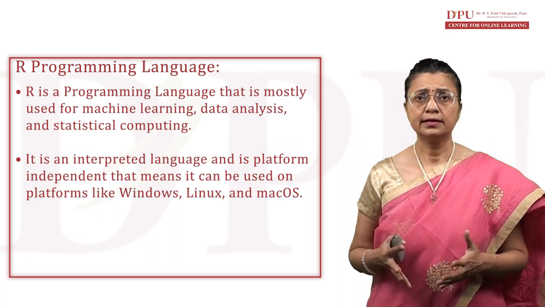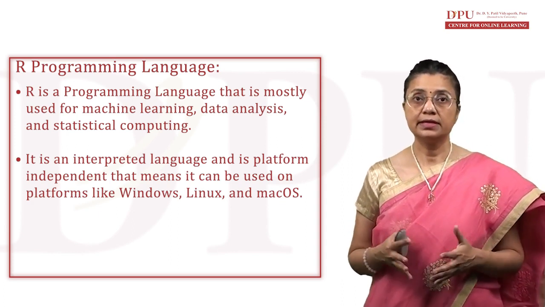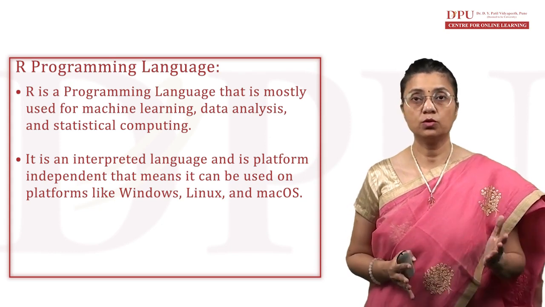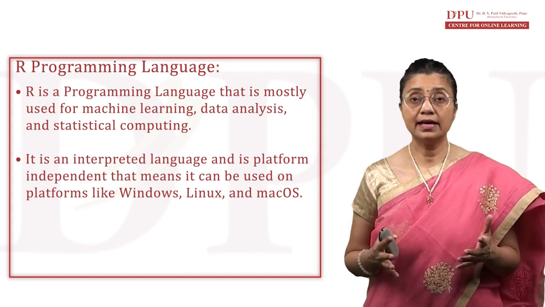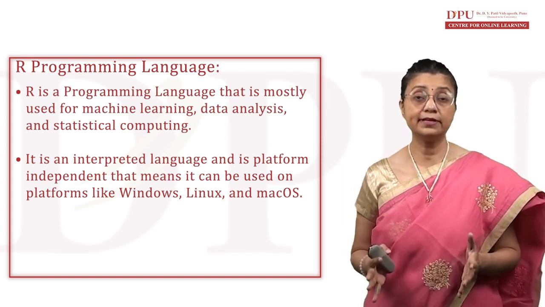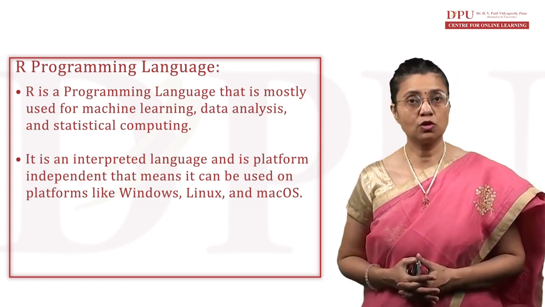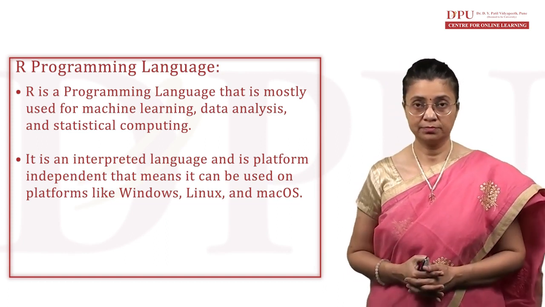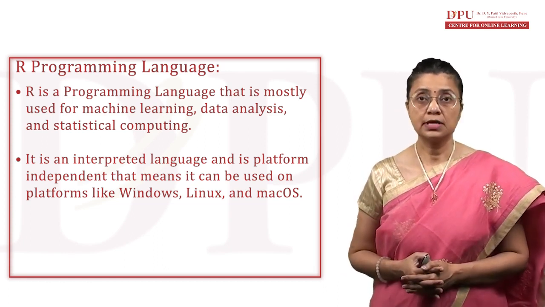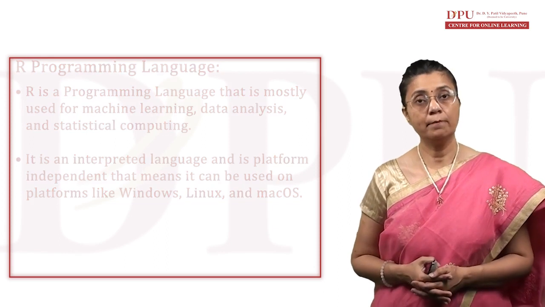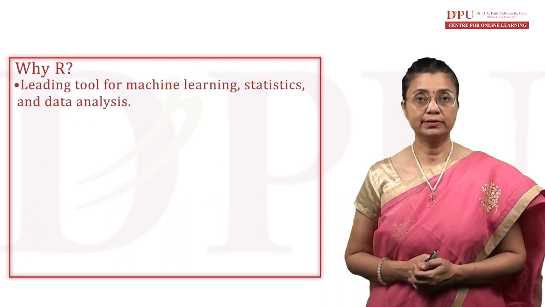We call it a language which is platform independent, which means it can be used on platforms like Windows, Linux and Mac operating systems. So basically this language has become so popular because it is platform independent. If you are working on Windows, you can always install R and work in that language. If you are working on Linux, then also you can use R programming, and likewise for the Mac operating system. So the main question is why R has become so popular.